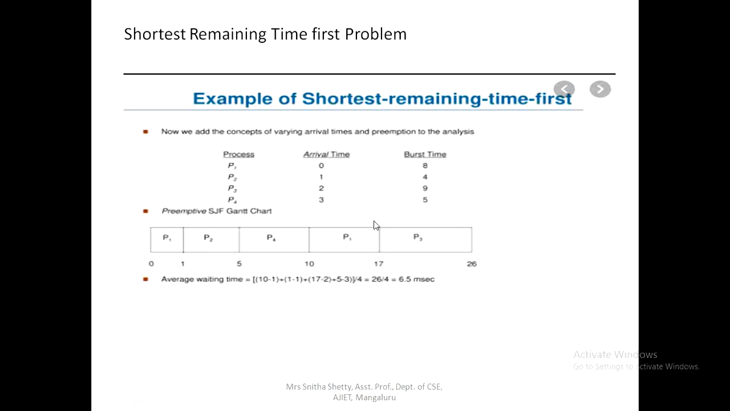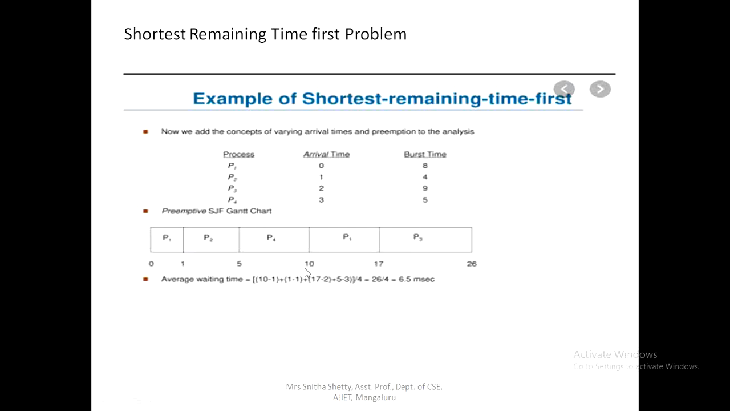So why is the name preemptive? See, even though P1 started at 0, we stopped P1's execution. Why? Because P2 was having less time than P1. This is known as preemptive. In the non-preemptive case, once P1 starts execution, we cannot interrupt. We should allow 8 clock cycles for P1 to execute, and only then can we allow some other process to execute. That we call non-preemptive.